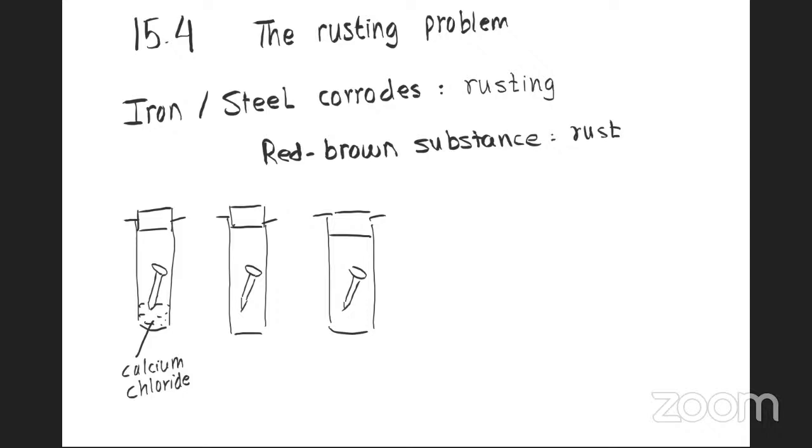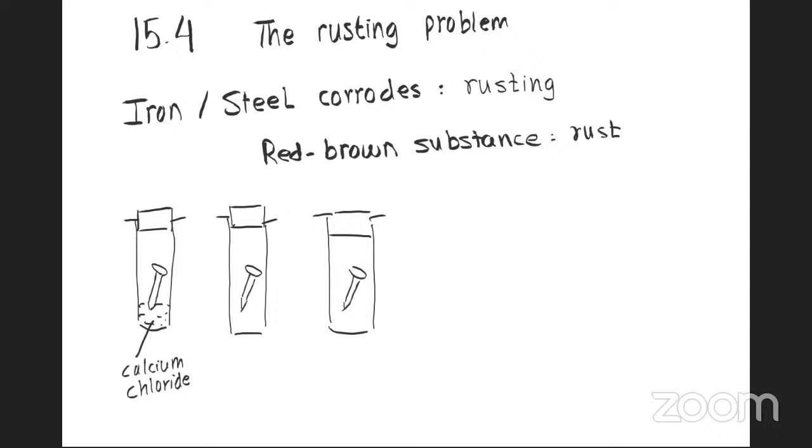Calcium chloride dries the air. Okay, so that is the first case. In the second case, we're going to add boiled water into the test tube. And in this case, we aren't going to add any calcium chloride. There is going to be boiled water, but at the surface, we're going to add a layer of oil.